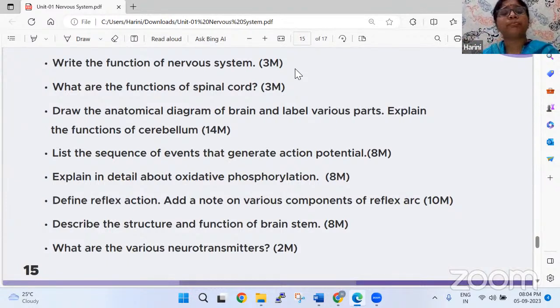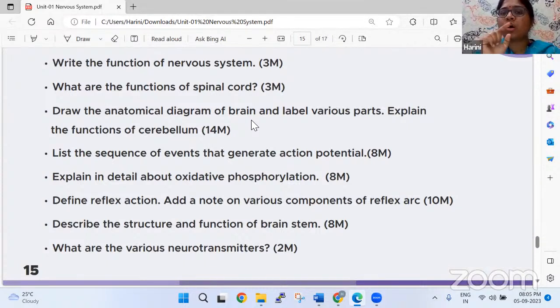Then next is: draw the anatomical diagram of the brain. Very simple, right? I've given you the first slide itself. It's very important. If you view that part of the brain, you can explain the brain parts very easily. So first, draw the stalk, the brainstem. Then, towards the left of that, just give an oval or egg-shaped lobe, that is nothing but the cerebellum.